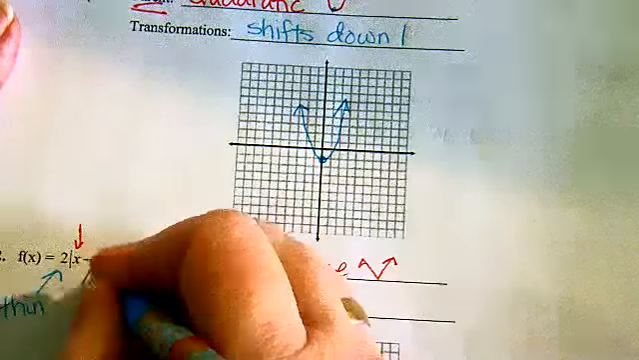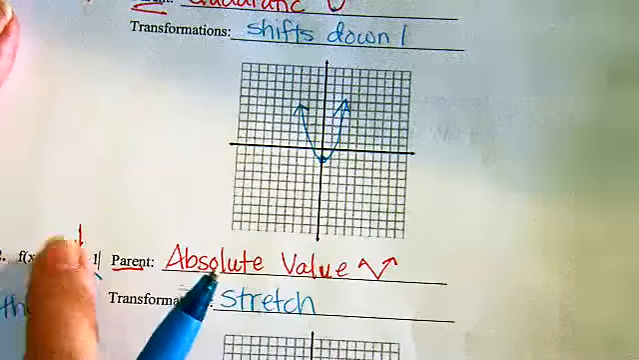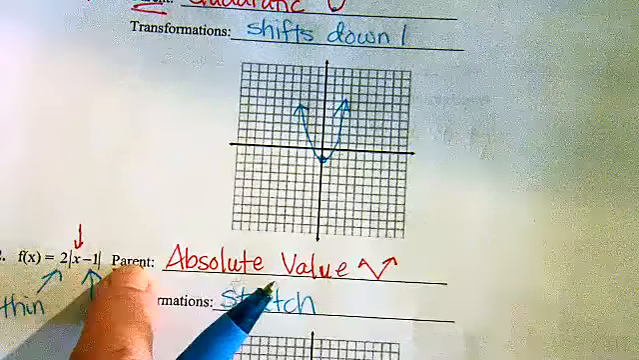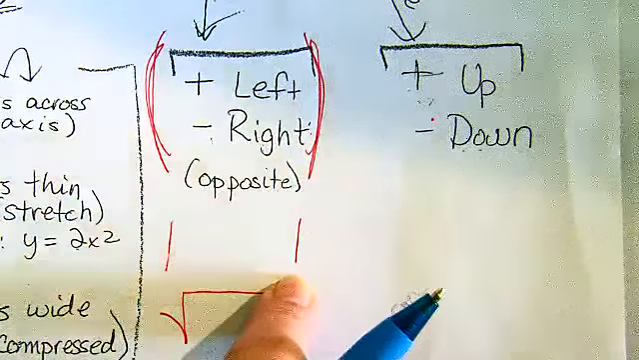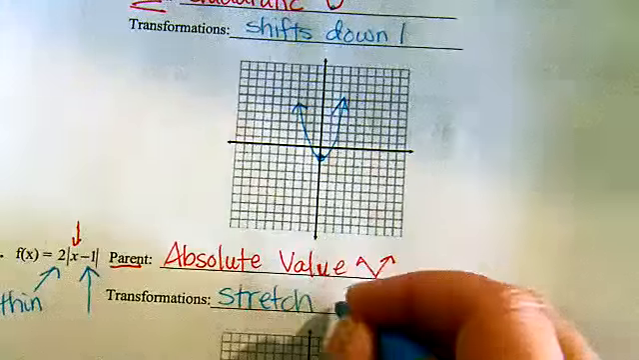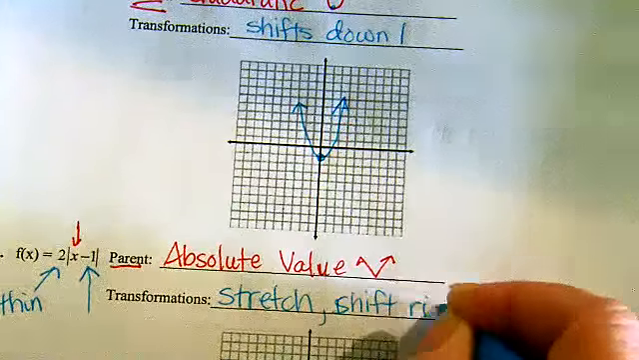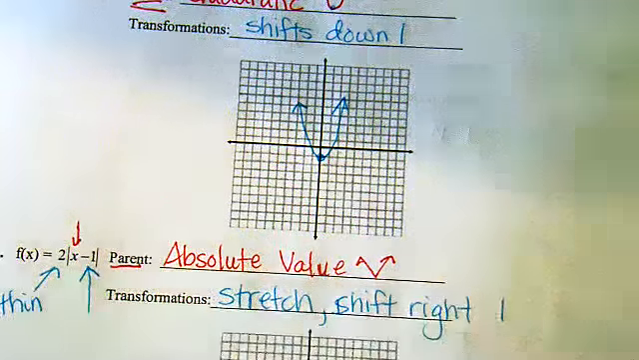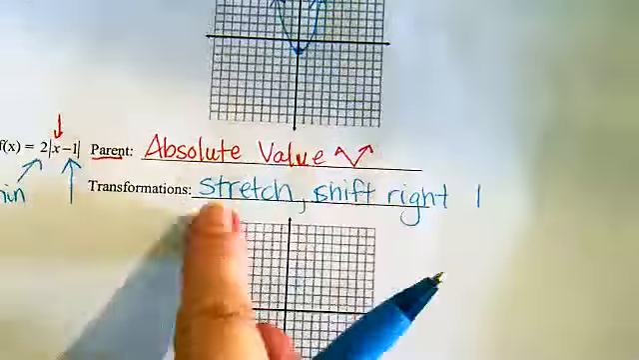And the next thing I'm going to look at is that -1. And I'm going to think, is that -1 in the front, inside, or outside? So it's not in front of the x. And instead of being in parentheses, it is inside the bars. So it's a minus. So that means this one is going to shift right 1 space.